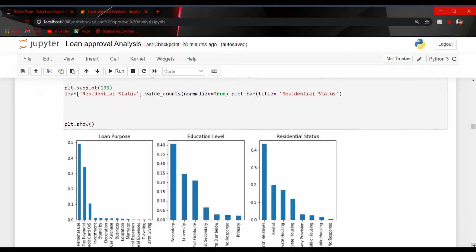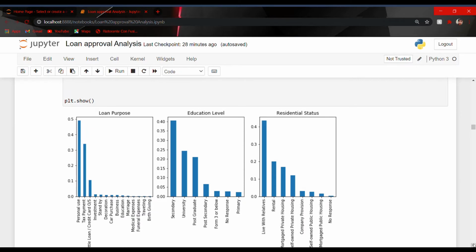Now let us see the purpose for which the loans have been applied. This graph shows that. Here you can see that most of the people who take the loan, around 50% of them, are taking the loan for their personal use. From this graph we can see that most of the loan applicants have completed their secondary education. Then second comes the university, then third postgraduate, and so on.